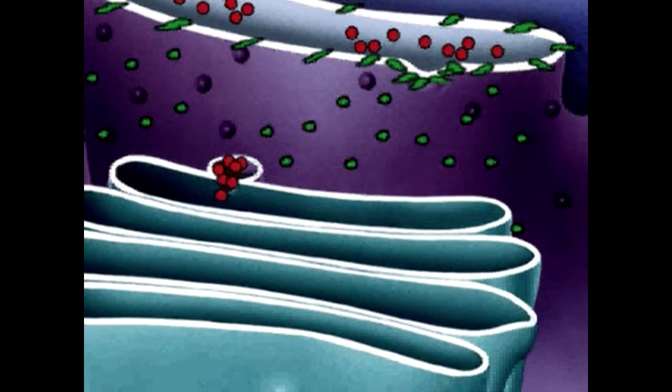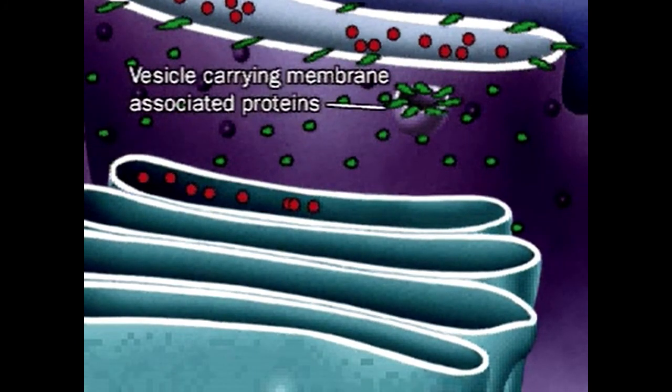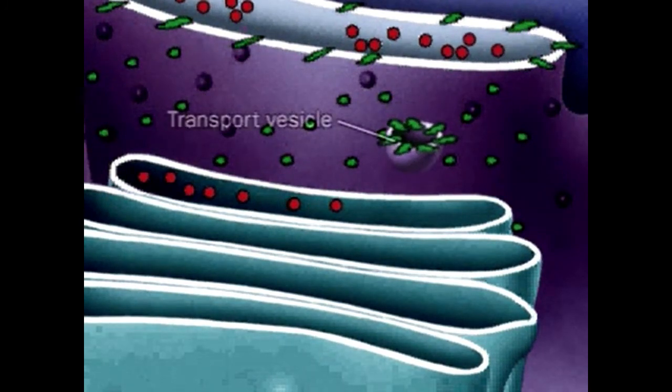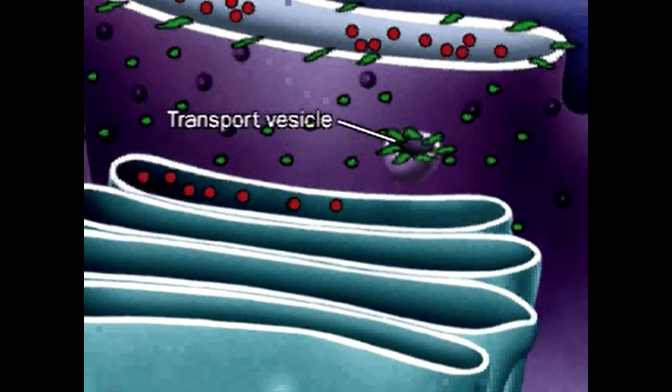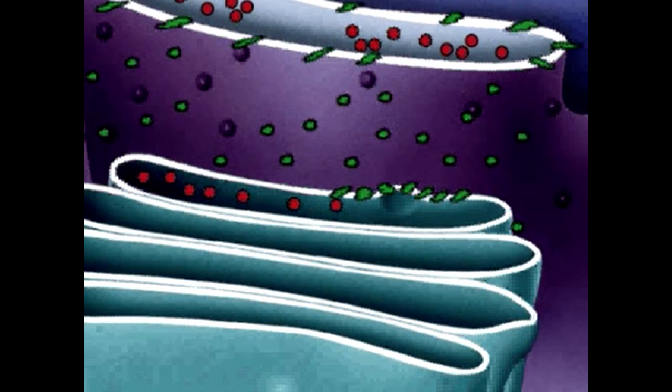Another vesicle pinches off the ER, carrying proteins in its membrane. It also moves to the Golgi apparatus, and when its membrane fuses with the Golgi apparatus, the proteins it carries remain in the Golgi membrane. In reality, vesicles bearing membrane proteins may also carry soluble proteins that are recycled back to the ER if they are not ready for processing in the Golgi apparatus.